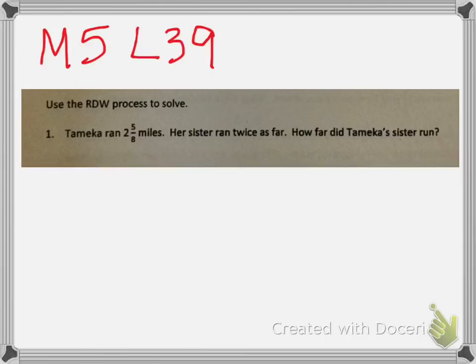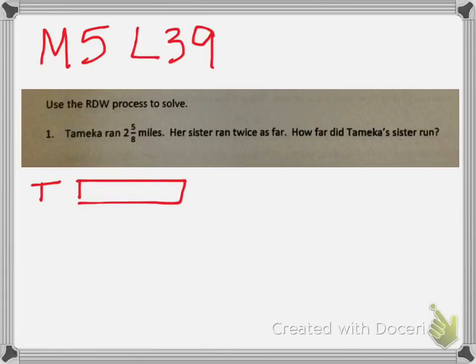Okay, so let's read it. Number 1, use the RDW process to solve. Tamika ran 2 5/8 miles. Her sister ran twice as far. How far did Tamika's sister run? Okay, so here's going to be the tape diagram for Tamika.